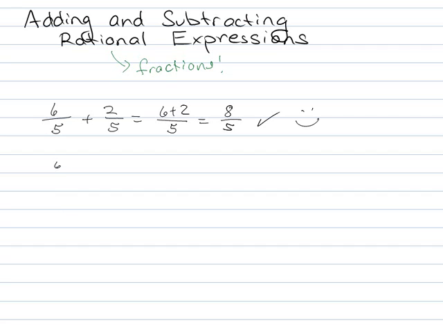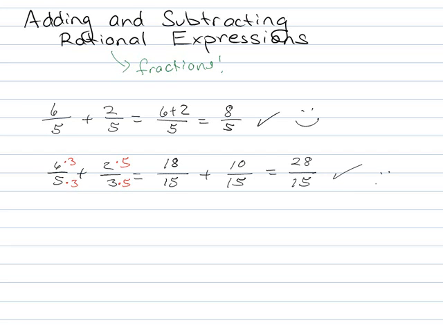What if I had something like this, though? What if I had 6/5 plus 2/3? Now we learn in grade school that we have to have the same denominator on the bottom. So we would probably go for 15 in this case. To get from 5 to 15, I have to multiply the top and the bottom by 3. And to get from 3 to 15, I have to multiply the top and the bottom by 5. So 6 times 3 is 18, and 2 times 5 is 10. Now that the numbers on the bottom are the same, I put that there, and 18 plus 10 is 28. And again, I've got that.